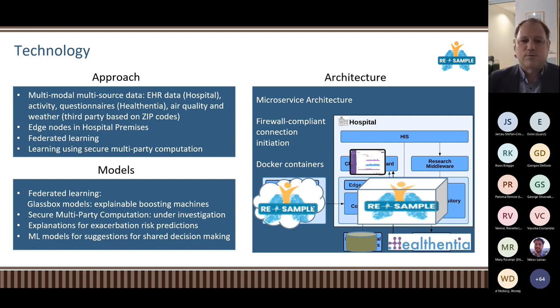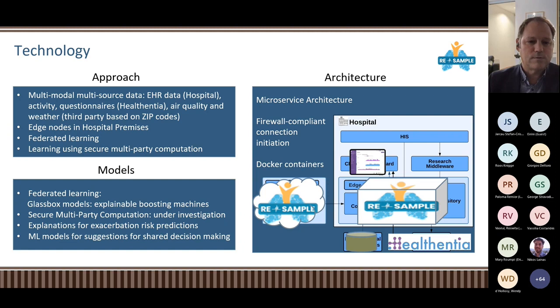The architecture is a microservice architecture, so we have everything or most parts inside the hospitals. So we have the edge node where machine learning components are trained, where we aggregate all the data coming from the Healthventure system, from the hospital, but also from the, let's say, environmental data services. And we have an orchestrator node that is coordinating the federated learning. So all the data remains in the hospital.